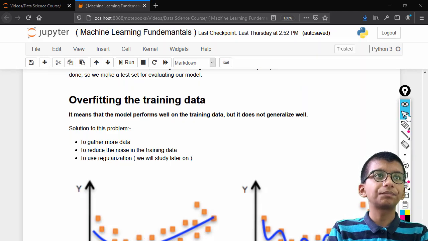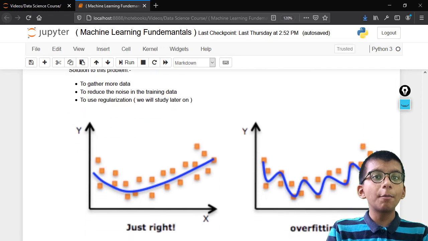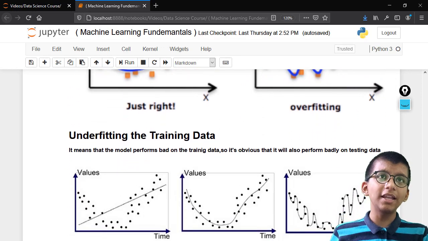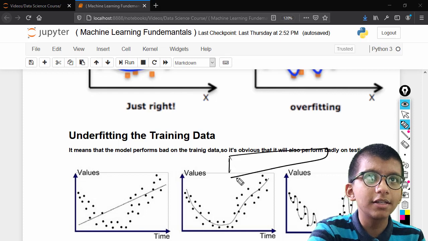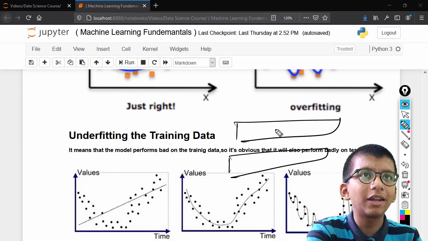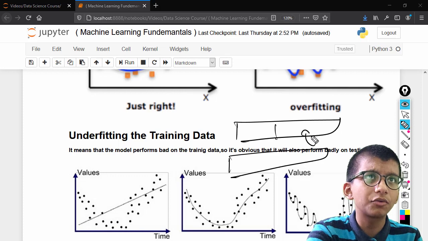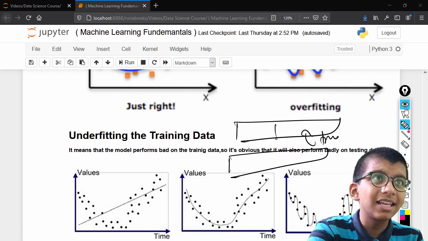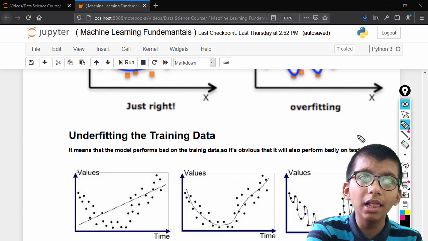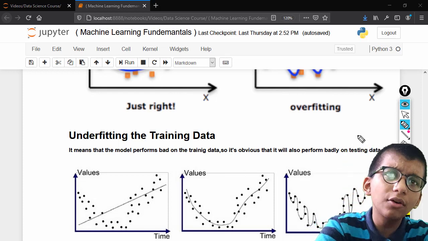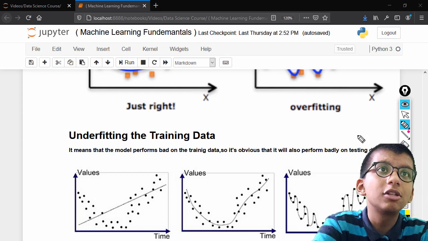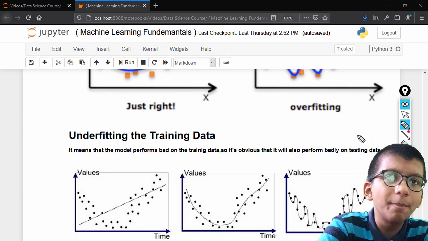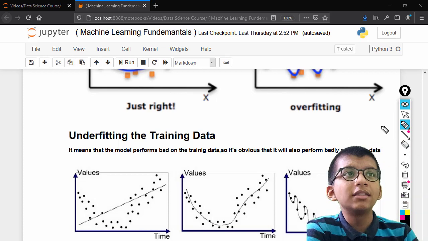Okay, so what about underfitting? In underfitting, our model does not perform well on our training set as well as on the testing set. It simply means that we train our model on this training data, and it does not perform well on the training set. If it has not learned well on the training set, how will it perform well on a testing set? So it's obvious that it will perform badly on the testing set. So this is underfitted.